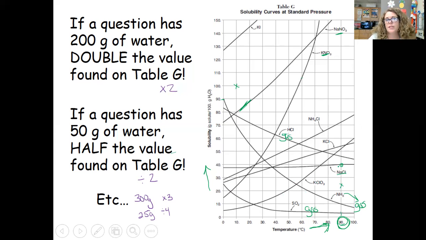Right, so that really just sums up reference table G. In our next set of notes, we're going to start looking at some concentration, and we're going to do a little bit of math.